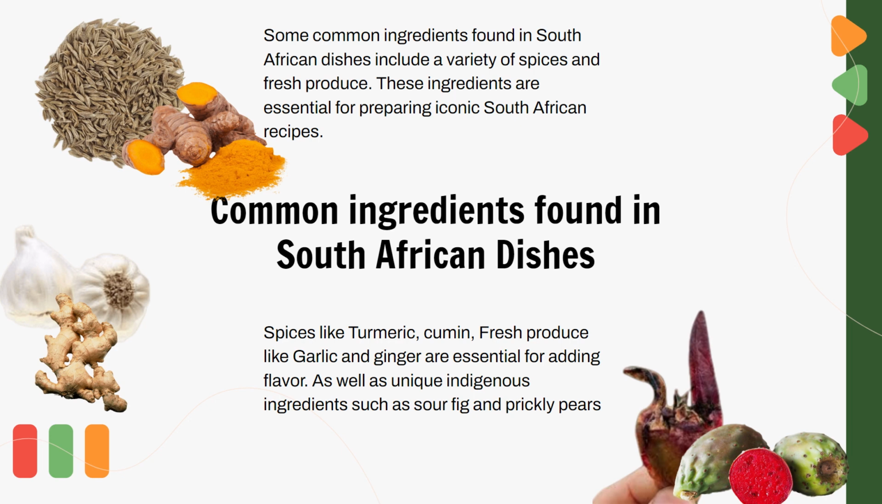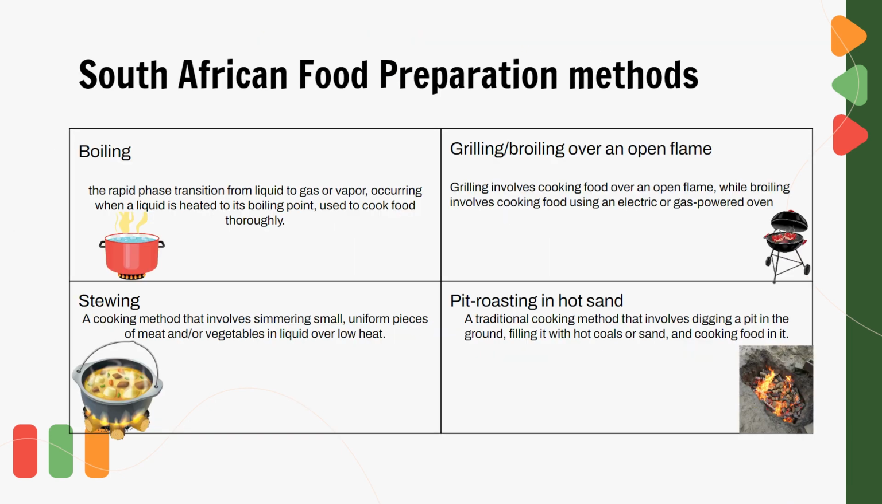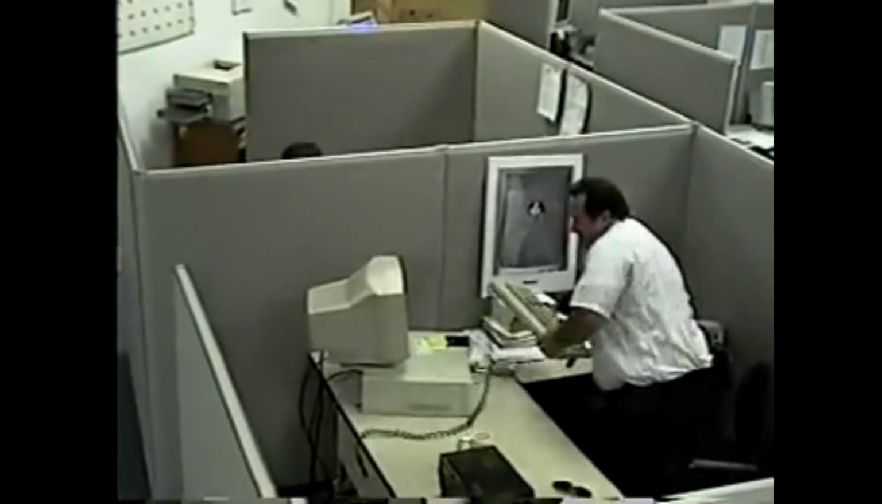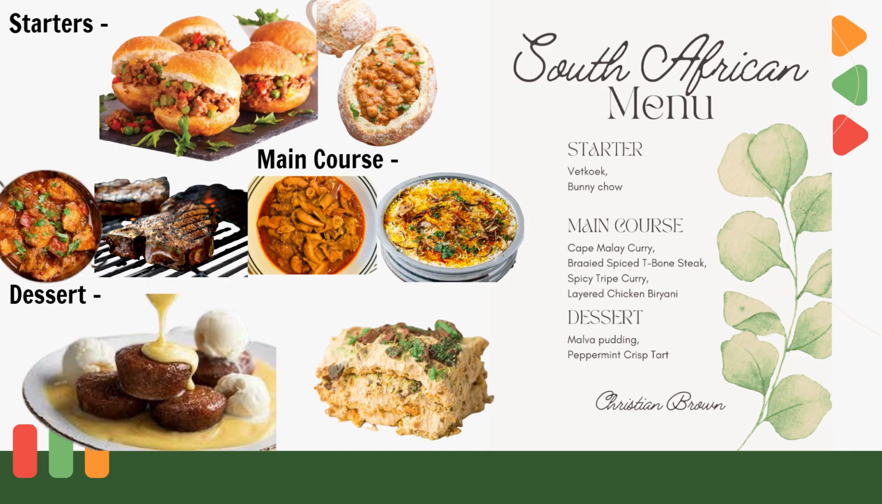The preparation methods in South African cuisine are as diverse as everything else. Boiling, stewing, grilling over open flames, and pit roasting in hot sand are traditional techniques for a South African dish. If I were to make a family day menu for a South African family, the starters would consist of vetkoek and bunny chow, with the main courses being Cape Malay curry, braai spiced T-bone steak, spiced tripe, layered chicken biryani, malva pudding, that was delicious, and peppermint crisp tart.